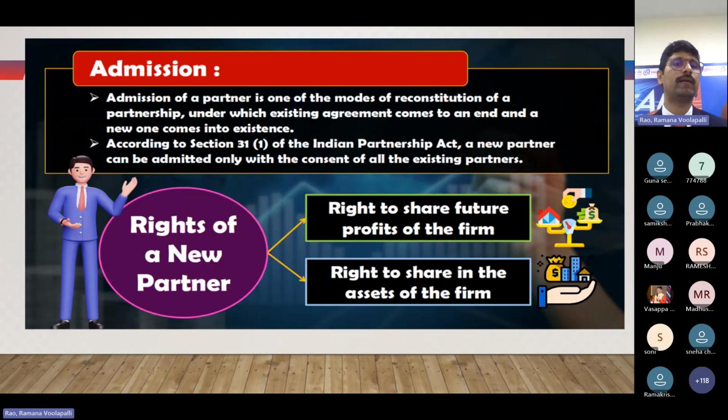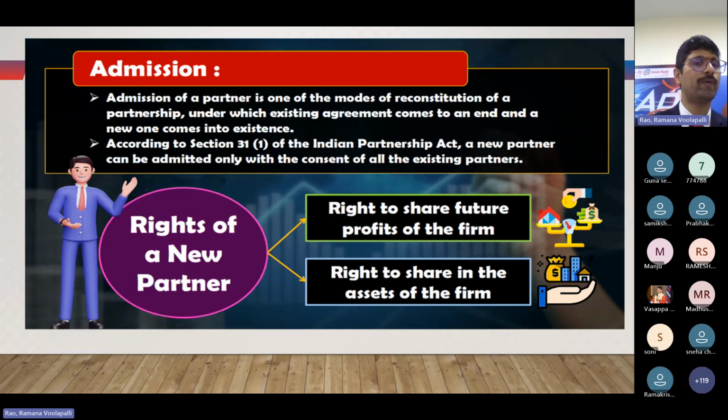We will try to understand the other ways of reconstitution of the partnership. Admission of a partner is one of the modes of reconstitution of a partnership, under which the existing agreement comes to an end and a new one comes into existence, as we have already learned. According to Section 31(1) of the Indian Partnership Act, a new partner can be admitted only with the consent of all the existing partners.